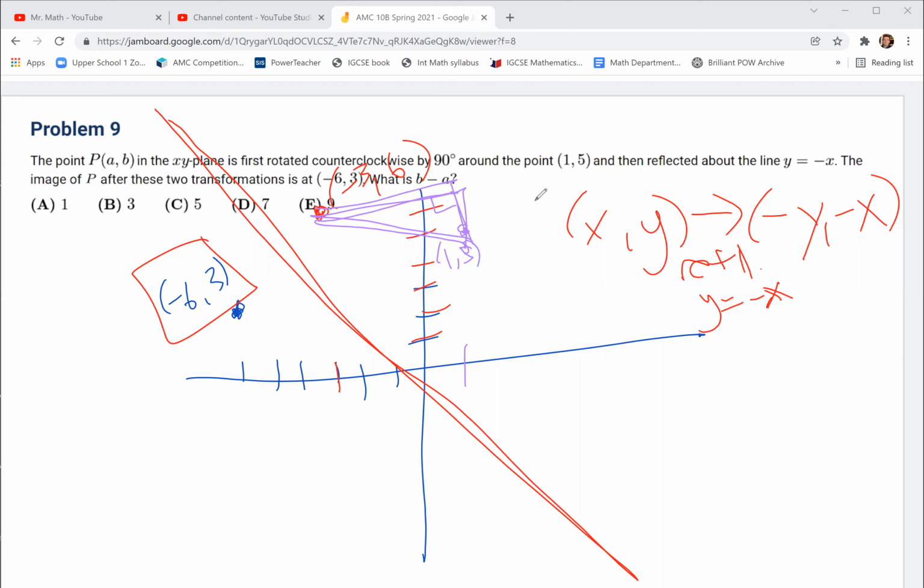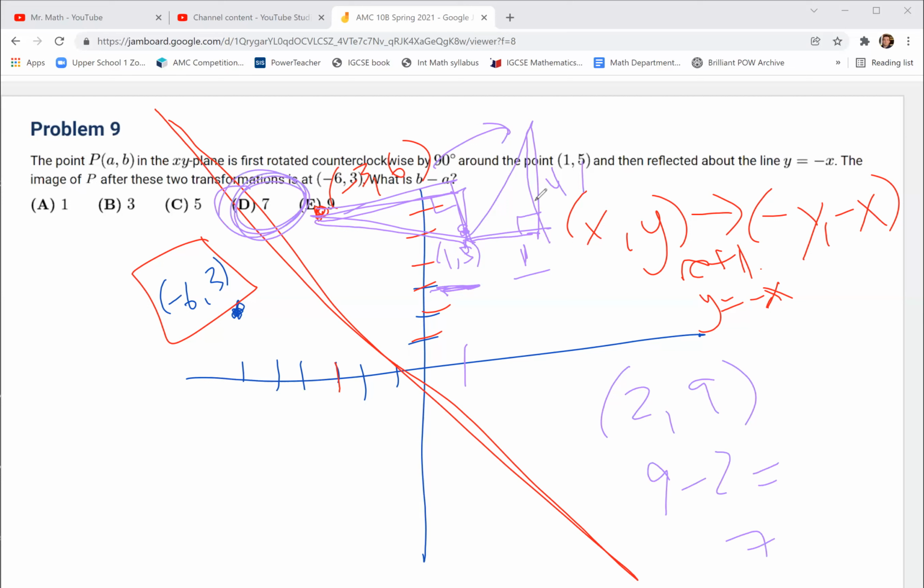Now, since we rotated counterclockwise 90 degrees, we have to rotate this clockwise 90 degrees. And when we rotate this clockwise 90 degrees, it's going to kind of look like this, right? Where this distance is 1, because it's the difference between 5 and 6. And then this distance will be 4, because it's the distance between -3 and 1. So we're starting at the point (1, 5), and we're going right 1, up 4, right? So that's going to bring us to what? (2, 9). And it wants B minus A. 9 minus 2 is 7. So the answer is D, 7.